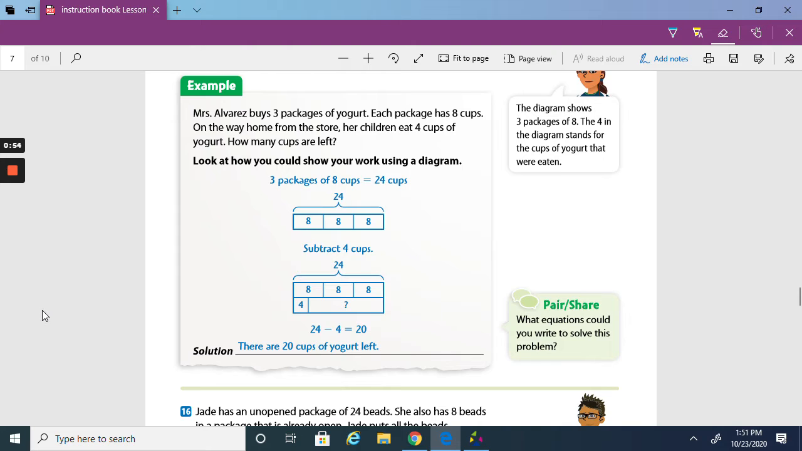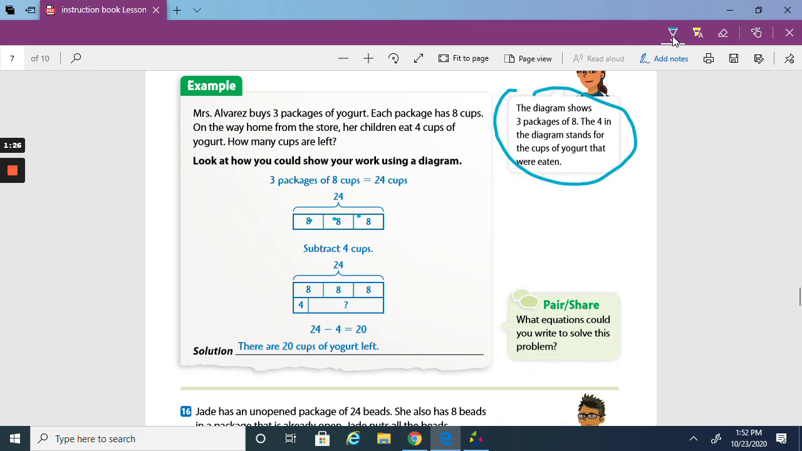If we look at these bubbles, and you should always look at these bubbles because they usually contain some information, we can see that this bubble is explaining the diagram to us. So it says the diagram shows 3 packages of 8. And that gives us 24 cups because 3 times 8 is 24. When I have equal groups, I can use repeated addition or multiplication.